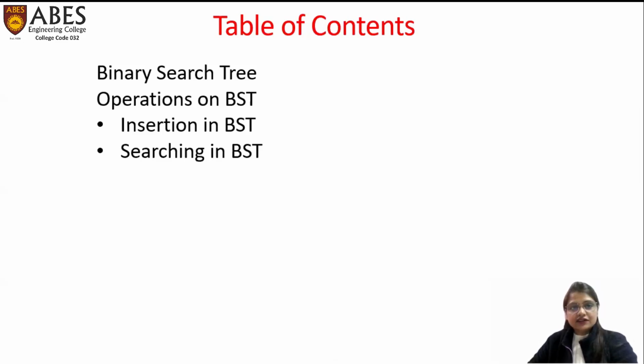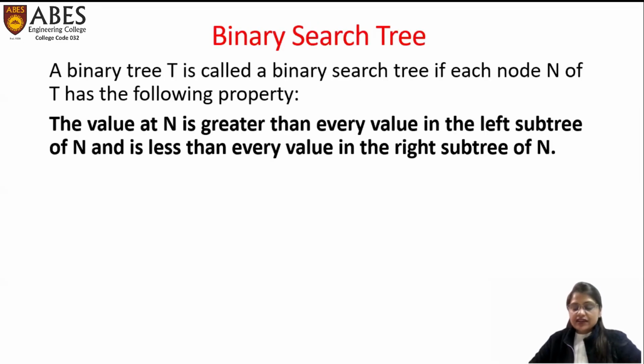Let us start with binary search tree. As per the definition, a binary tree is called a binary search tree if each node n of that tree has the following property: the value at node n is greater than every value in the left subtree of n, and that value is less than every value in the right subtree of n. What do we mean by this definition?